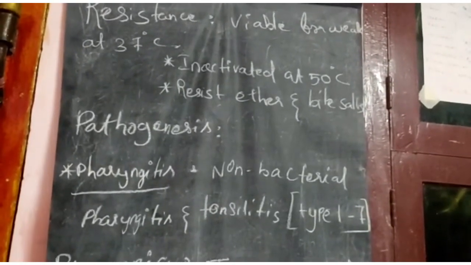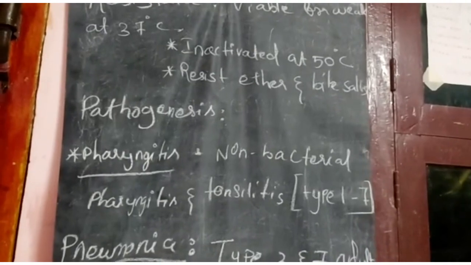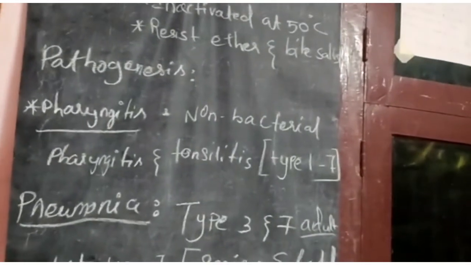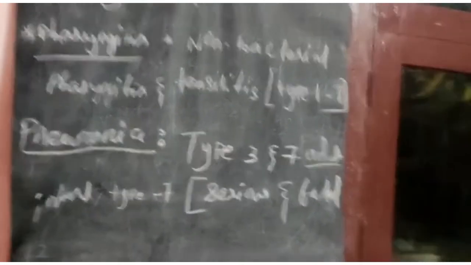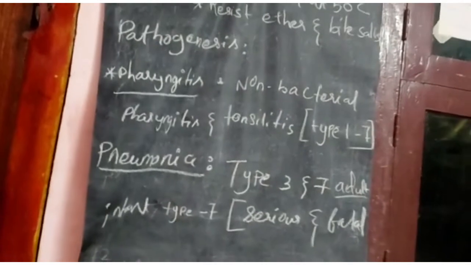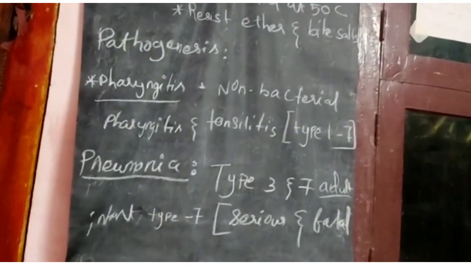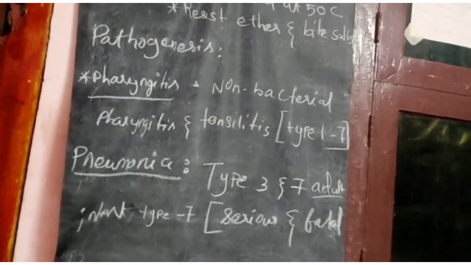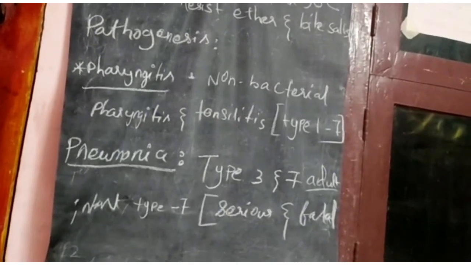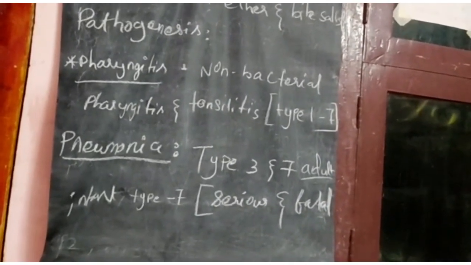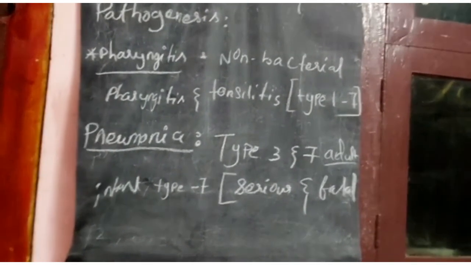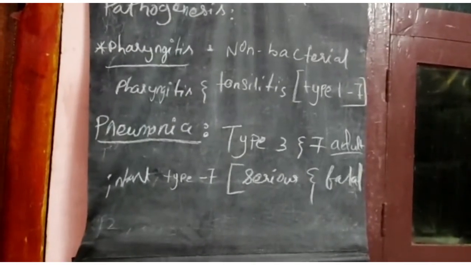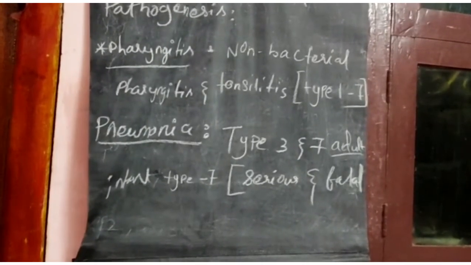Now we do the pathogenesis. Already we know it infects the bladder, eye, intestine, and the respiratory tract. First we go to pharyngitis. Non-bacterial pharyngitis and tonsillitis are mainly caused by adenovirus, mainly types 1 to 7. And then pneumonia, which comes from types 3 and 7 in adults. In infants, type 7 becomes more severe and sometimes becomes fatal.